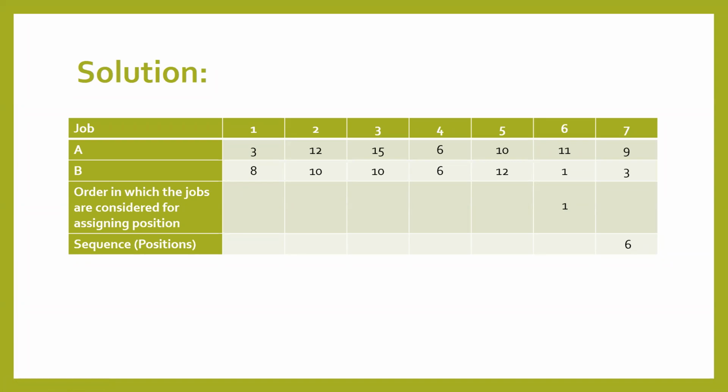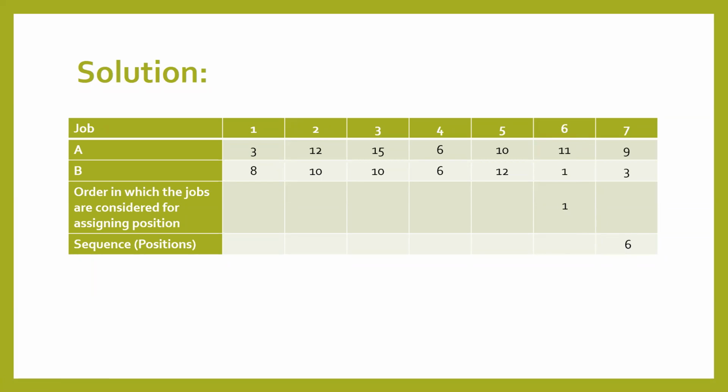Once you do this assignment, you can put a line here and ignore this column, job number 6, for your further calculations. In some cases I've seen a line drawn with an arrow, indicating that this job is going to the last position in the sequence. If this is clear, then let us go ahead.